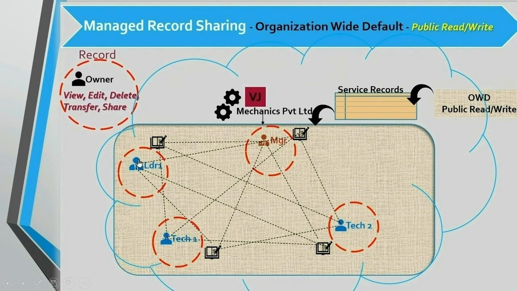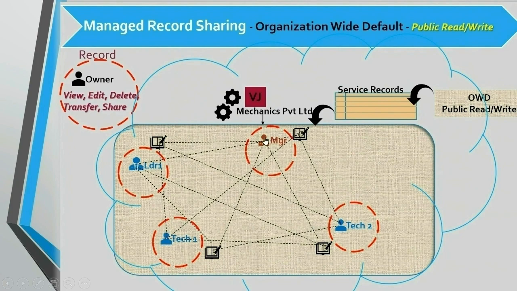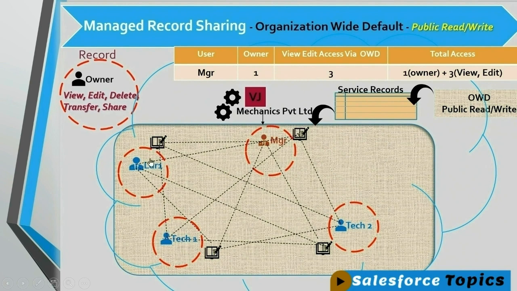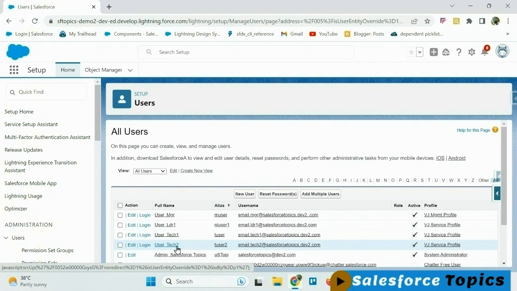Same applies to LDR1 and MGR user. As he has created only one record, he has ownership on that one record, and the other three records created by LDR1, Tech1, Tech2, he has read and edit access. We have created one record for each and every user. That is, user manager has one record, user LDR1 has one record as owner, Tech1 has one record as owner, and Tech2 has one record as owner.